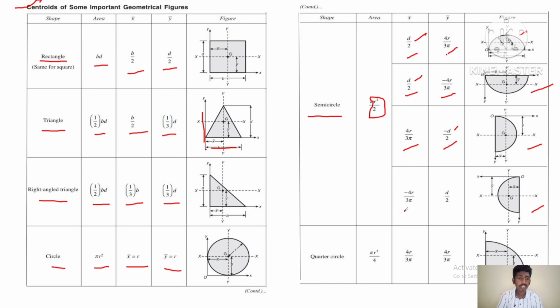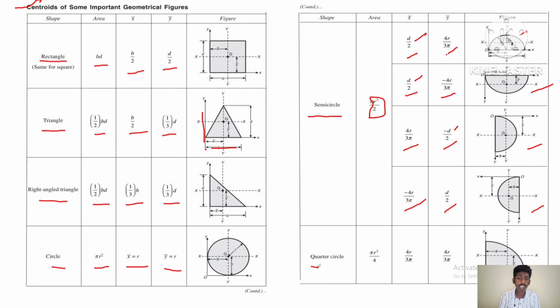Here, when the semicircle is towards the left side of the y-axis, then the x distance is minus 4 times r divided by 3 times pi, and the y distance is half of the diameter. It's not depth, it is diameter.